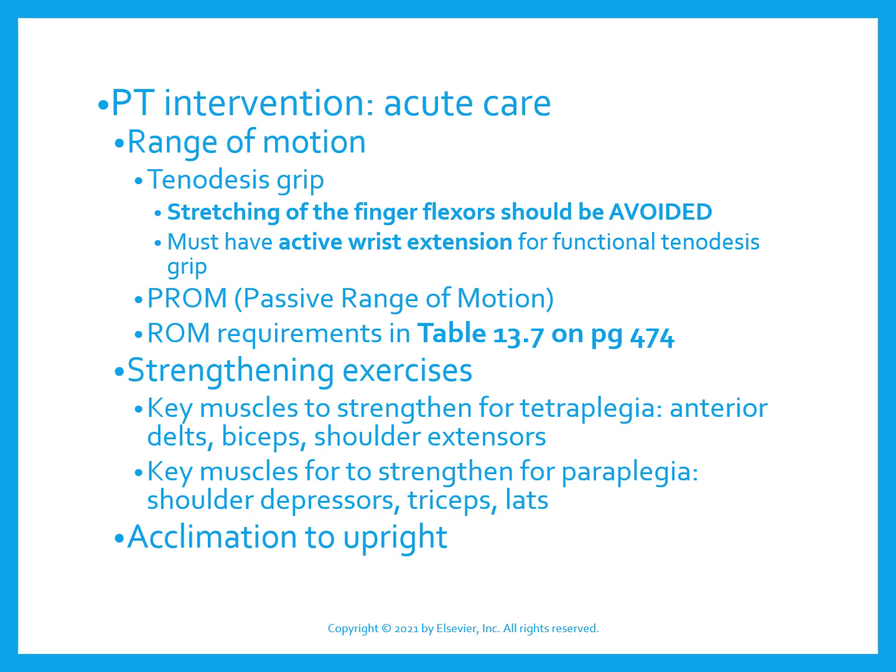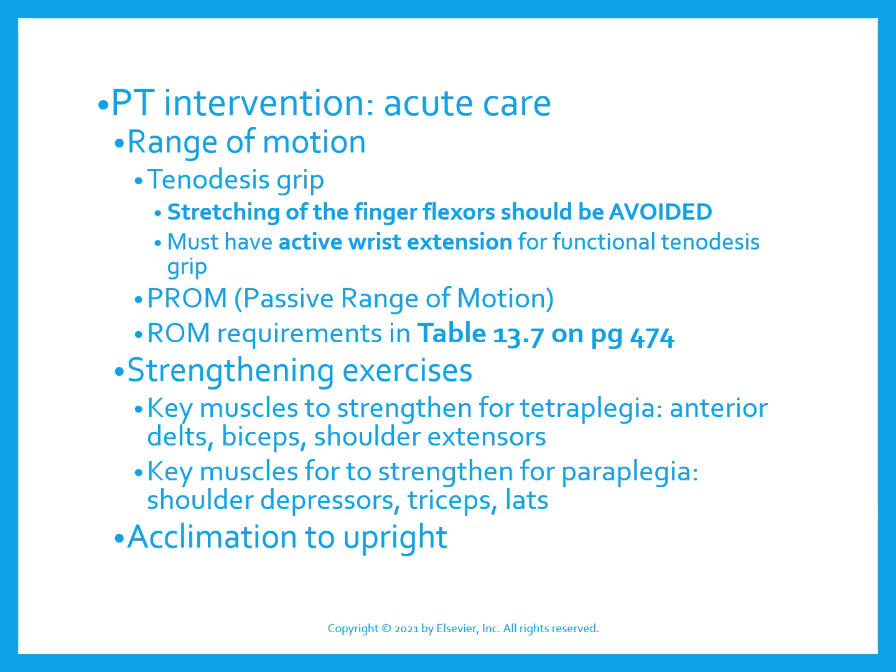Because of this, stretching of the finger flexors should be avoided. We need that tension in those finger flexors for that passive insufficiency to maintain a sufficient grip with wrist extension. They also must have active wrist extension for functional tenodesis grips to work. Passive range of motion is necessary throughout the body, especially because of the risk of contractures due to abnormal tone and positioning following spinal cord injury.